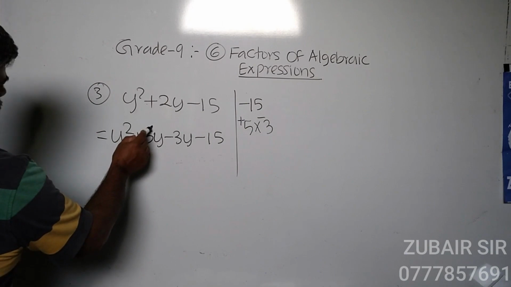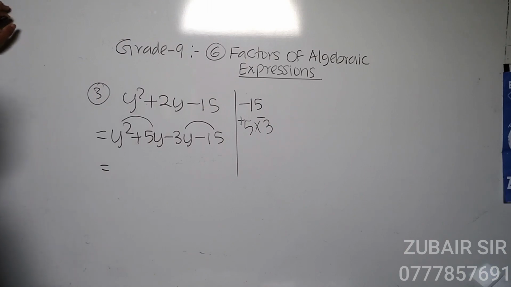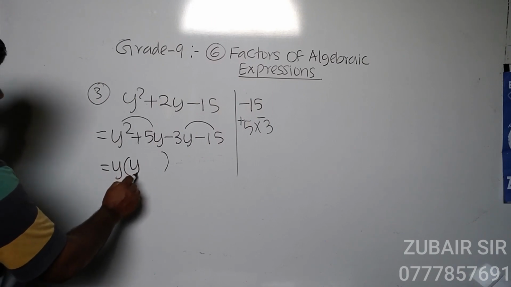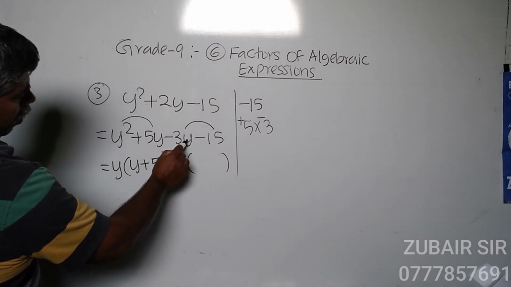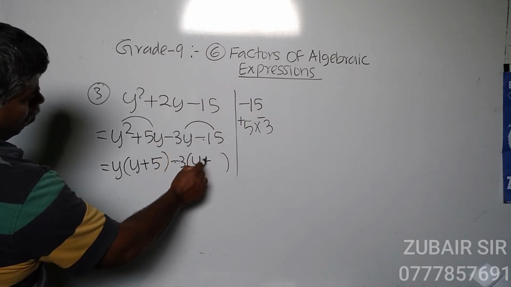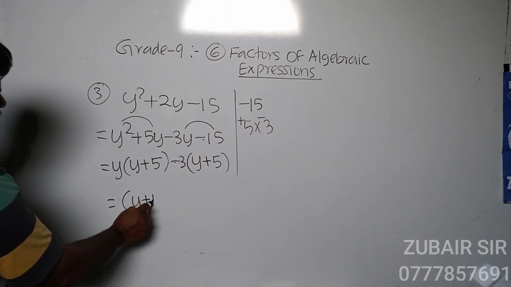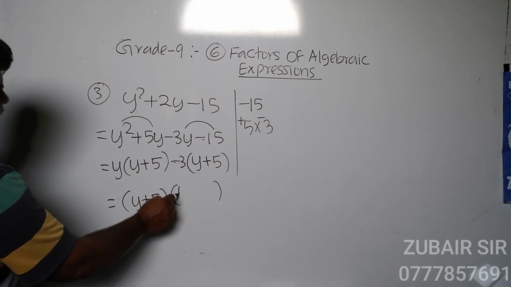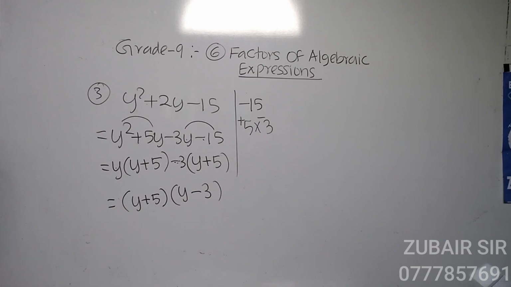Now take these two and separate something common. Then take these two and separate something common. When you take these two and separate the y as the common one, in y squared y remains, plus 5 remains. Here when you separate the minus 3, here y remains, minus into minus plus 5. So both are having y plus 5. Then separate y plus 5 and write the remainders into another bracket. Here the remainder y, here the remainder minus 3. So y plus 5 into y minus 3.